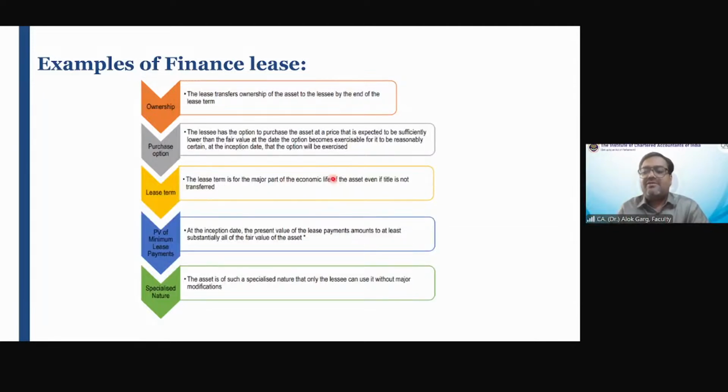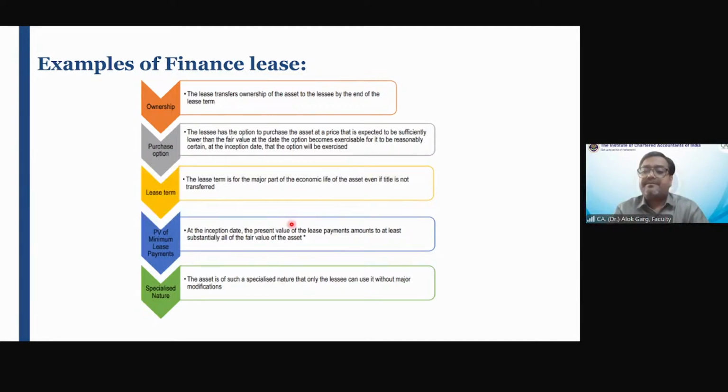Even though the title is not transferred. But for example, the life of the asset is 20 years and the lessee is taking that asset for more than 75% of the life. Friends, major part of the life is not defined in Ind AS or IFRS, it is defined in US GAAP. So normally more than 75% of the life is taken as a major part of the economic life. Present value of minimum lease payment.